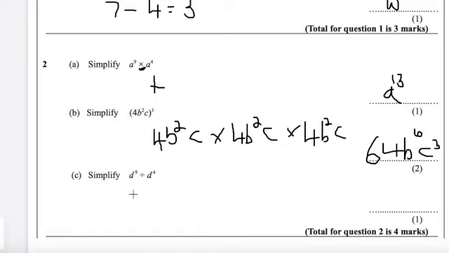And this goes back to rule 2. D to the power of 9 divided by d to the power of 4 is 9 minus 4. So it's d to the power of 5 as the final answer.